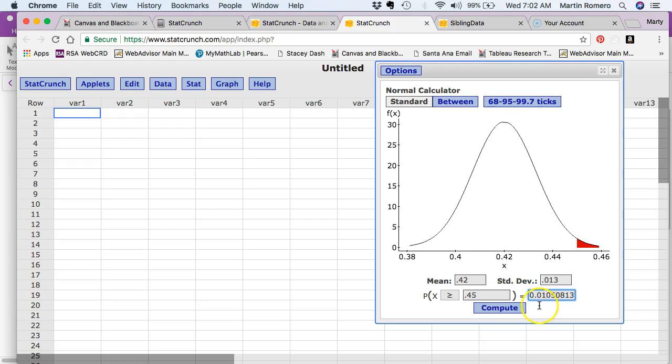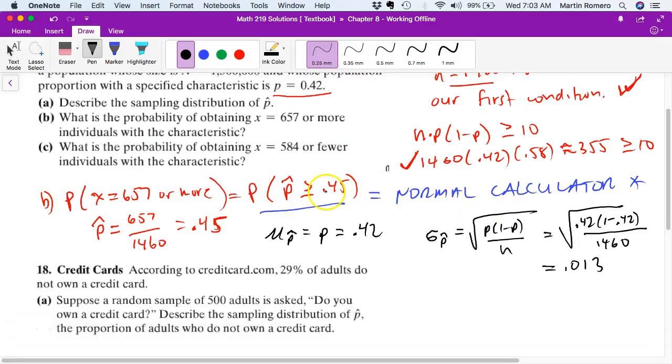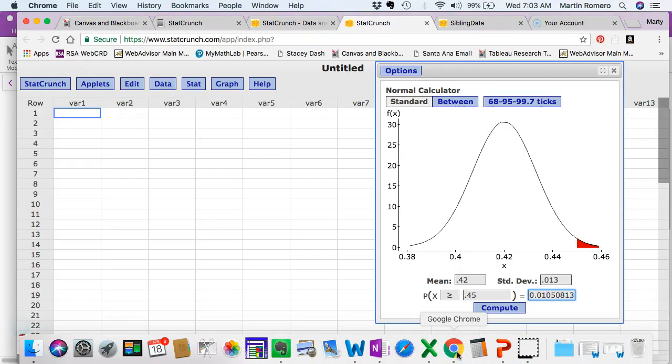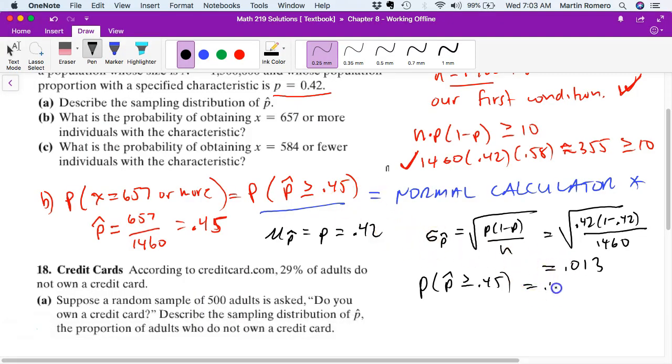So let's go ahead and put that in. Let's make sure we got all the numbers right: 0.45 greater than or equal to 0.42. Yeah. So the answer for part B is that the probability that p hat is greater than or equal to 0.45 is equal to 0.011.